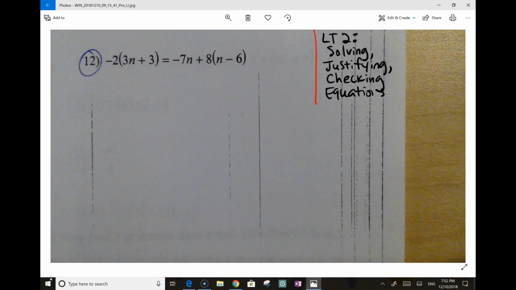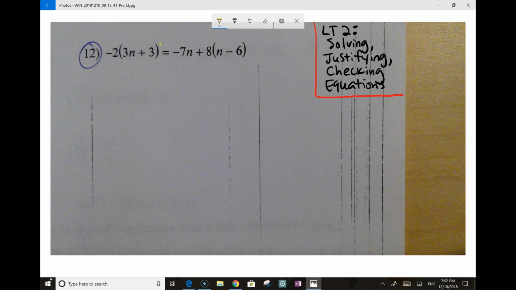Let's see. Oh, yes. So now we're leaving Learning Target 1 and we're going into Learning Target 2. In Learning Target 2, we deal with solving, justifying, and checking equations. So let's go ahead and jump right into this. What I like to do to solve is first create a partition between the left and right sides of the equation. The reason I do this is because psychologically, it helps the brain to understand that there's a left side and a right side. And when, especially combining like terms, it avoids confusion with trying to combine things that are on opposite sides of the equal sign.